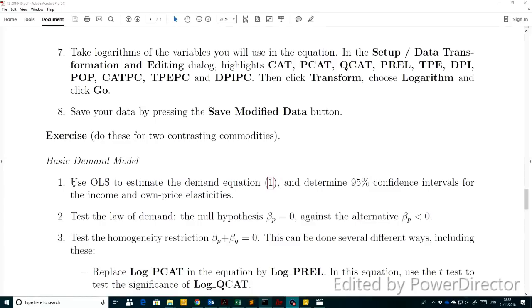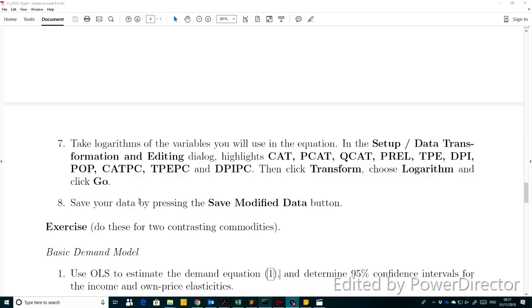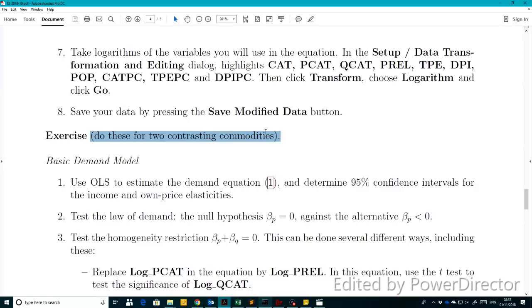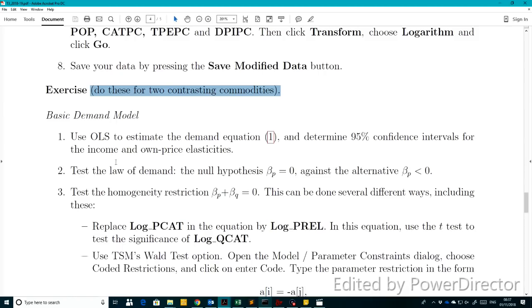We're going to go back and start with our second tutorial. I think you already know what we have spoken about previously in our first tutorial. Now we want to move on to the second tutorial. In the second tutorial, you are asked to do the following exercise for these two constraining commodities.